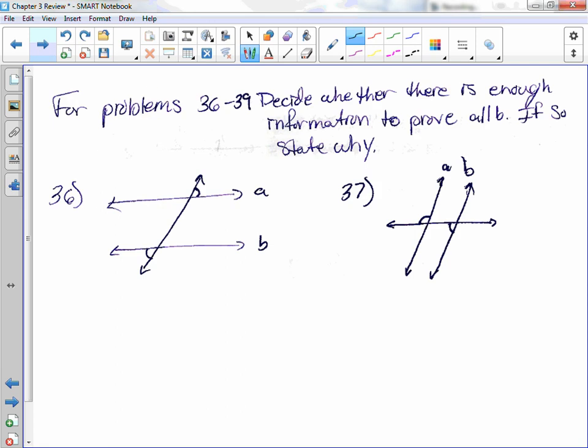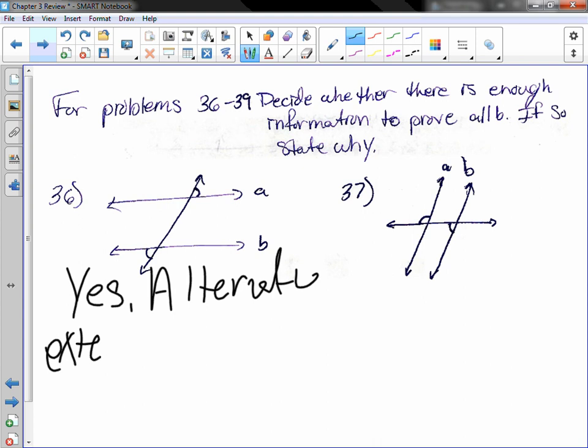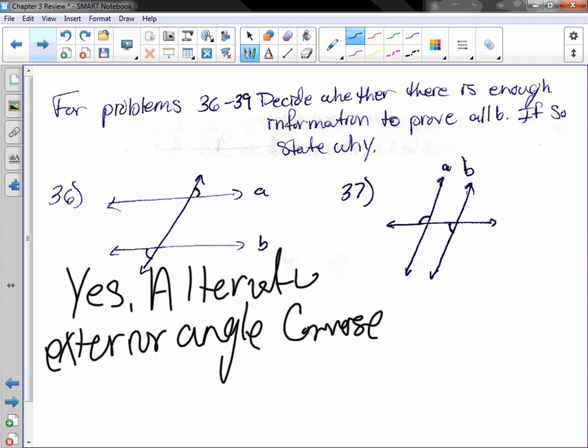Decide whether there is enough information to prove A is parallel to B. If so, state why. So 36, is there enough information to say that these two lines are parallel? Yes, why? Alternate exterior angle, I believe. Converse is what I have down, yes?